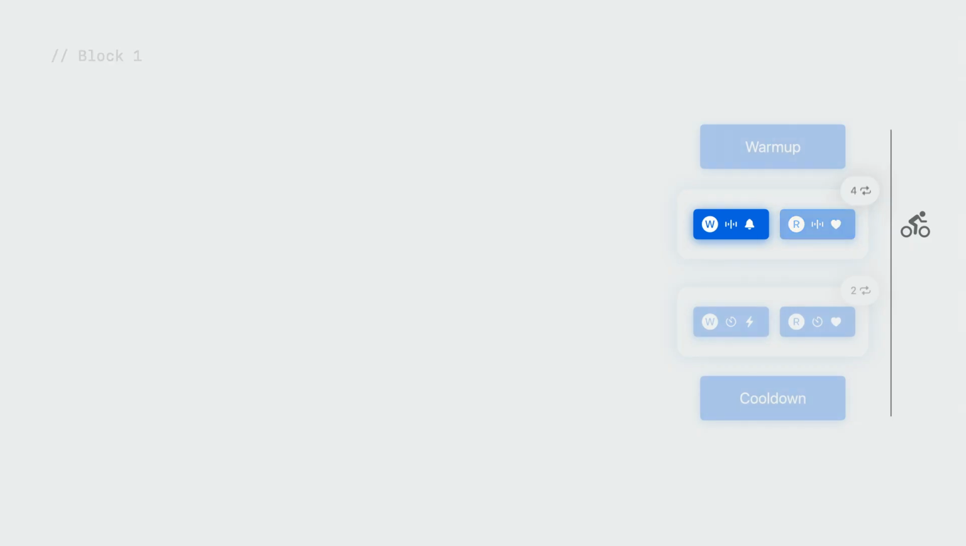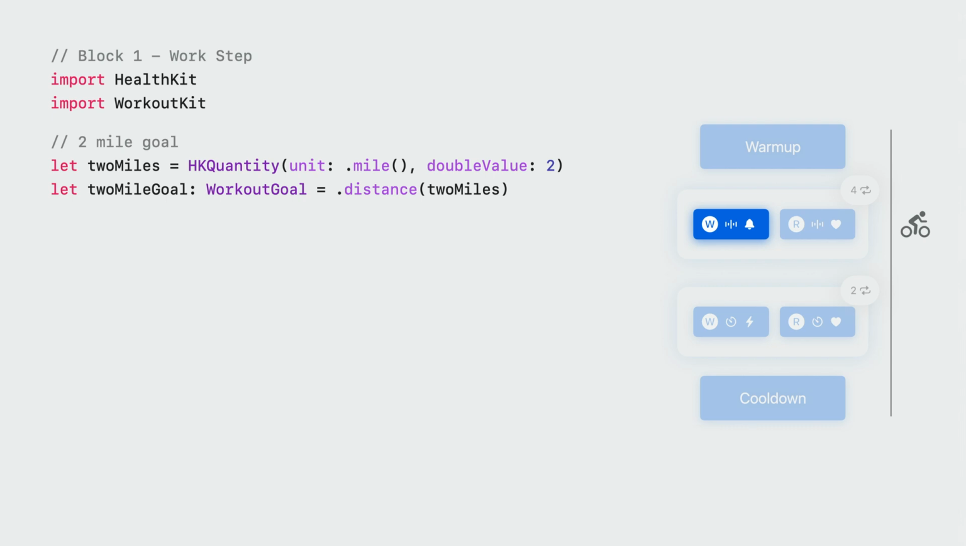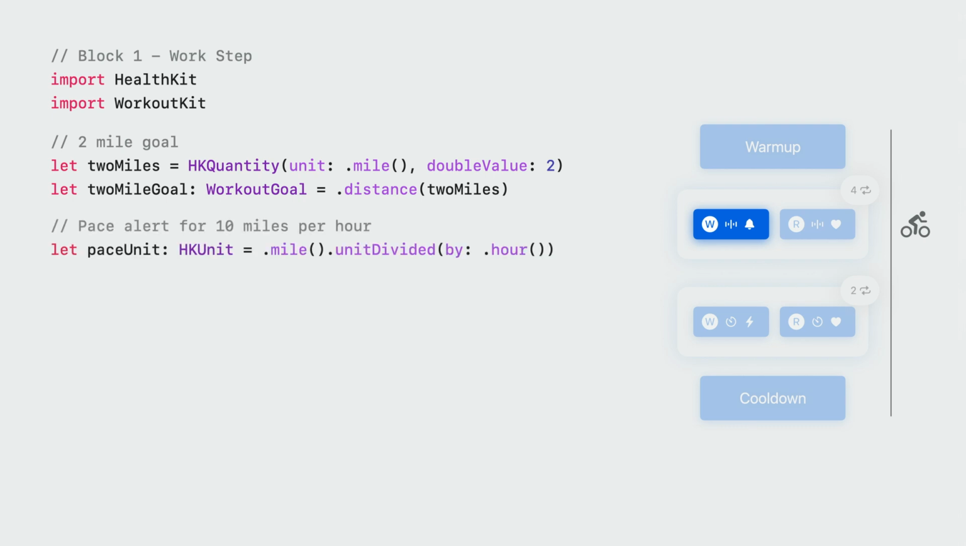In this first block, we'll have 2 steps. The first step is a work step with a distance goal and pace alert. We'll need to import HealthKit here since we are leveraging HK quantity and HK unit to represent our goals and alerts. We'll now set up a 2-mile goal using workout goal. We also add a pace alert to this step, aiming for a pace of 10 miles per hour.